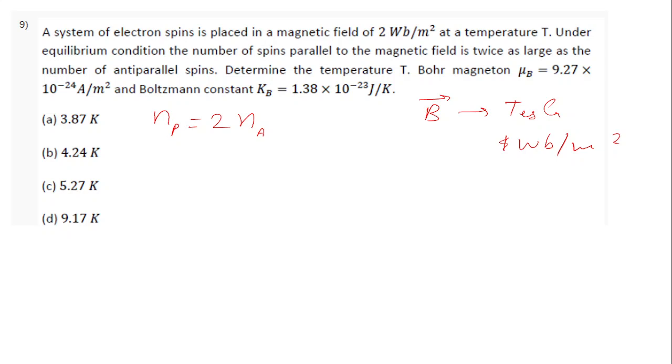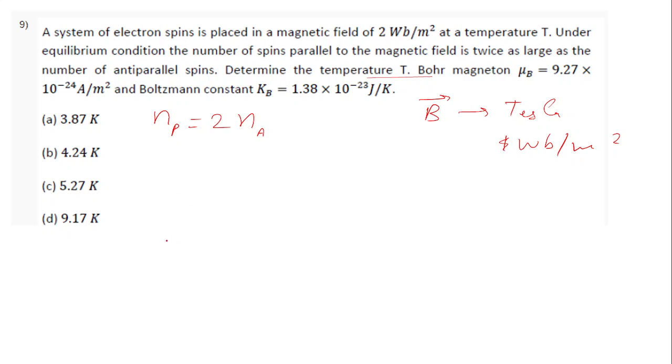So when we apply this field, some moments get aligned along the direction of field and some get aligned in opposite direction to the field. And the situation is that number of spins or magnetic moments parallel to field are double the number of spins anti-parallel to the direction of field under equilibrium condition. Determine the temperature at which this is happening.